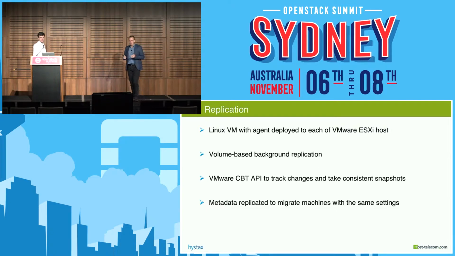We not only replicate the VM's data, but we also replicate metadata, like CPU, RAM, network settings, things like that, which will help us later to do an orchestrated spinning up on the OpenStack site. So we want to replicate the infrastructure, but we want to automate this process as much as possible. So we retrieve this data from VMware as well.